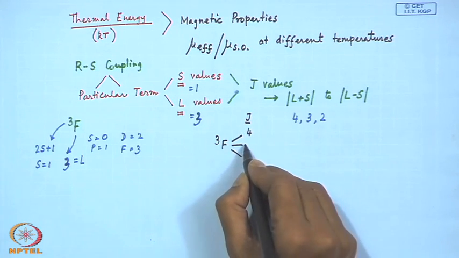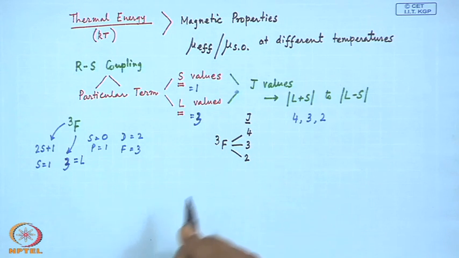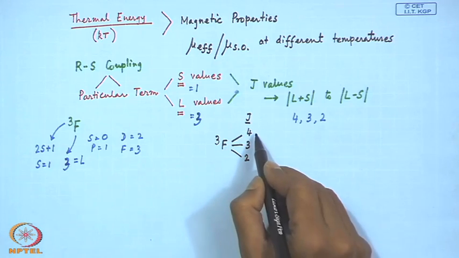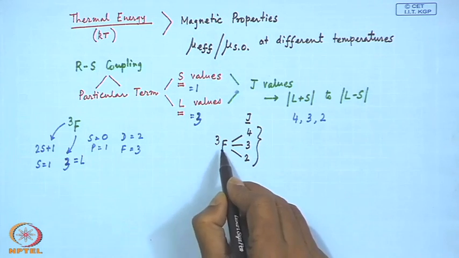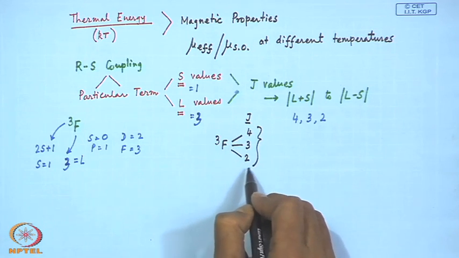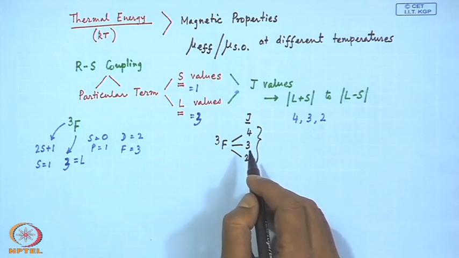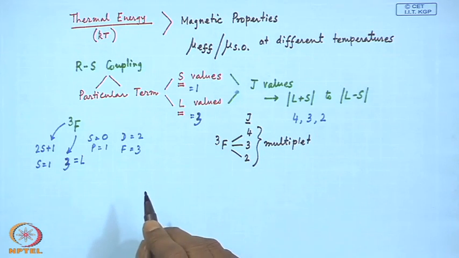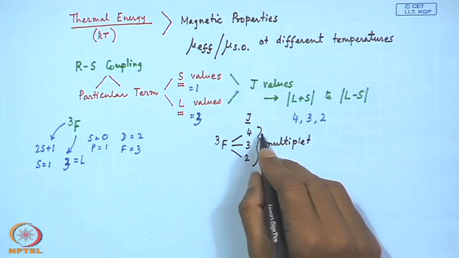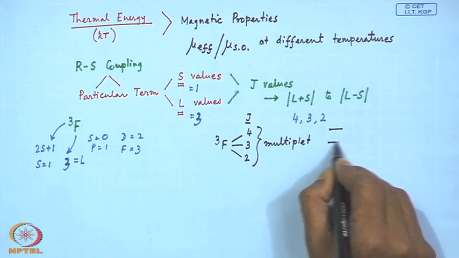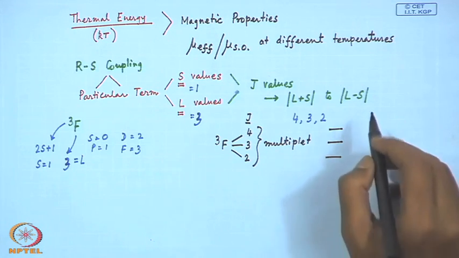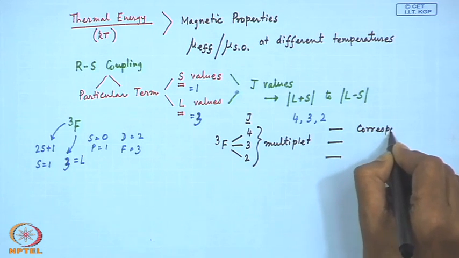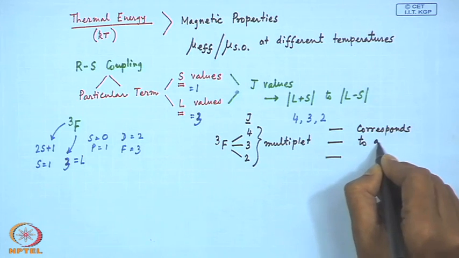These are the J values 4, 3 and 2. So, we have a level which is 3F4, then 3F3 and 3F2, and these 3 levels belong to this 3F term. When there is no such splitting, we consider this as a multiplet. So, this is the corresponding multiplet, and each of these states, that means J value equal to 4, J value equal to 3 and J value equal to 2, each of these states corresponds to a particular energy.